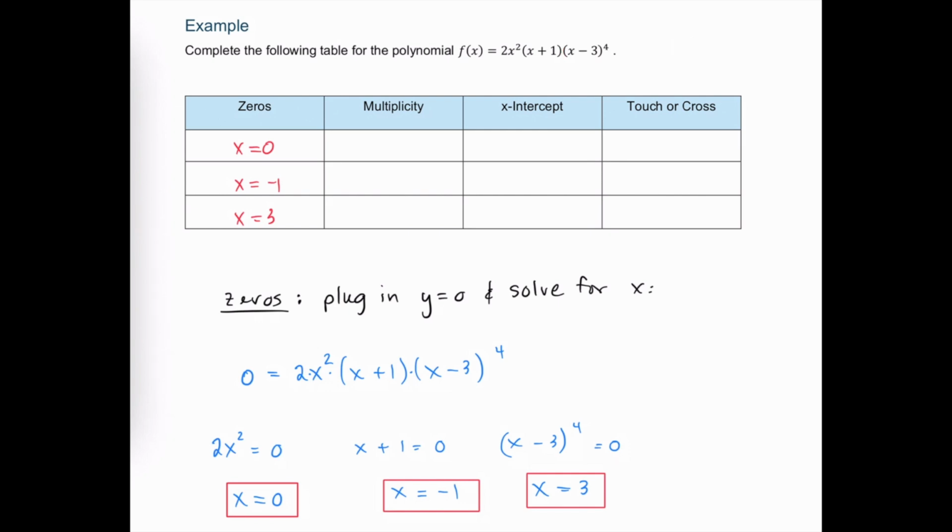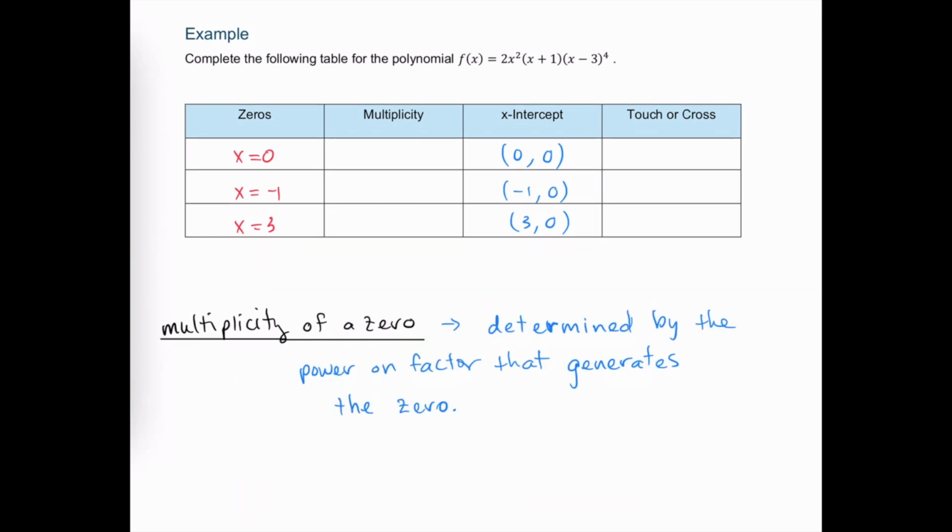Now remember, the x-intercepts are closely related to the zeros. If x is equal to 0 is a quantity that zeroes out the function, then 0 as the x and 0 as the y is going to be an x-intercept. If -1 zeroes out the function, then (-1, 0) is an x-intercept, and the same goes for 3. (3, 0) is also an x-intercept. Notice here that the zeros of a polynomial are x values, and the x-intercepts are going to be points on the graph, ordered pairs. So let's bring back the idea of how to find the multiplicity of a zero.